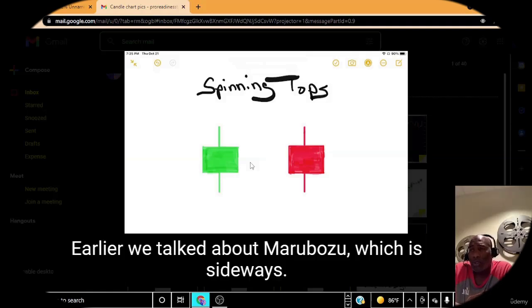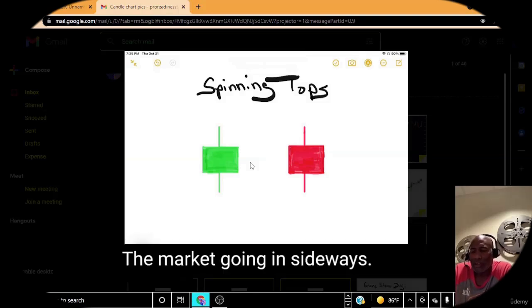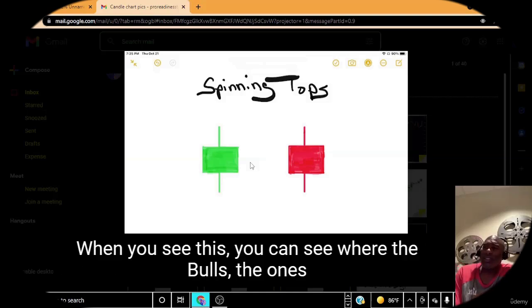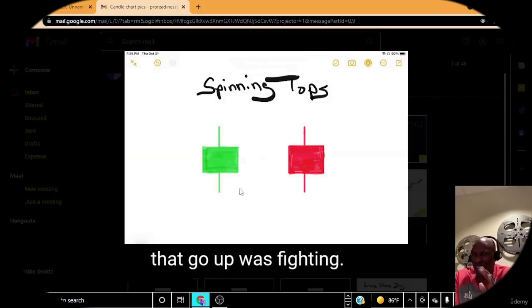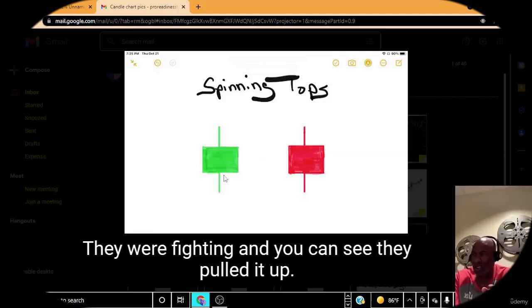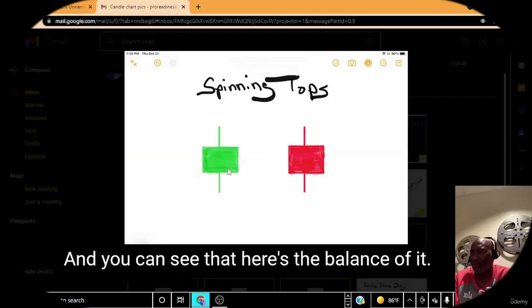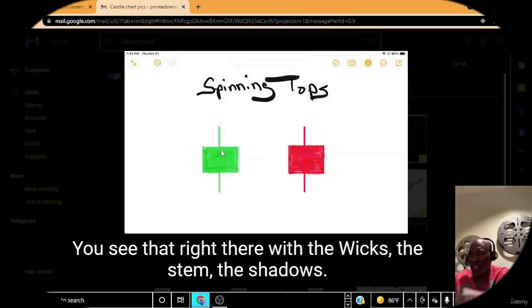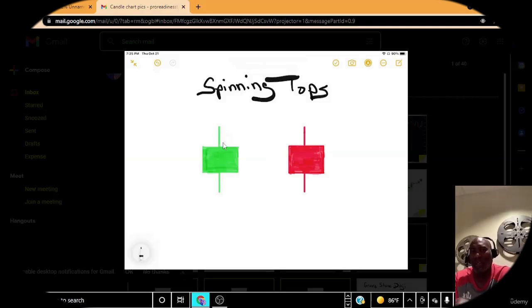Earlier we talked about Marubozus, which is the market going sideways. It also shows that the market is in indecision. When you see this, you can see where the bulls, the ones that go up, were fighting. They pulled it up, and you can see the balance of it. Then you can see the bears come and pull it down. You see that right there with the wicks, the stems, the shadows.